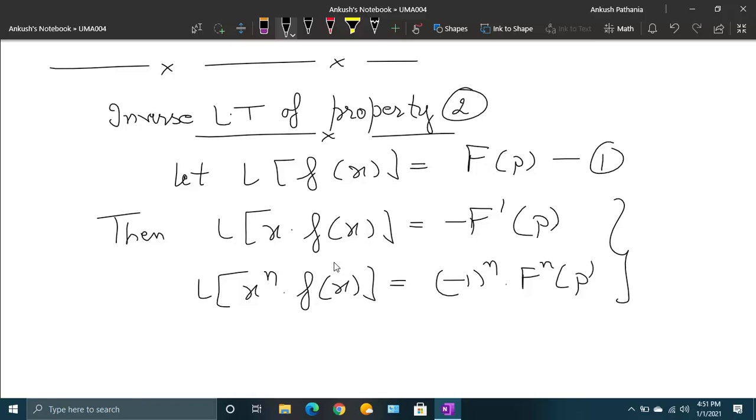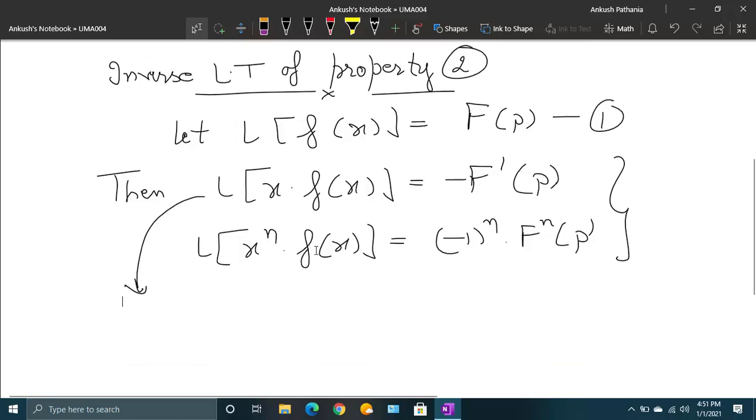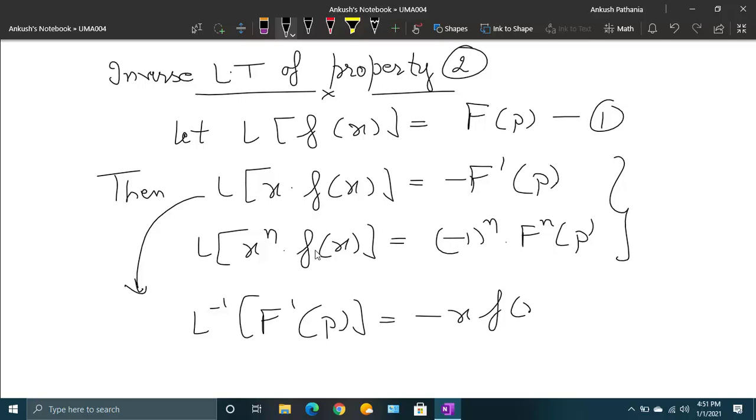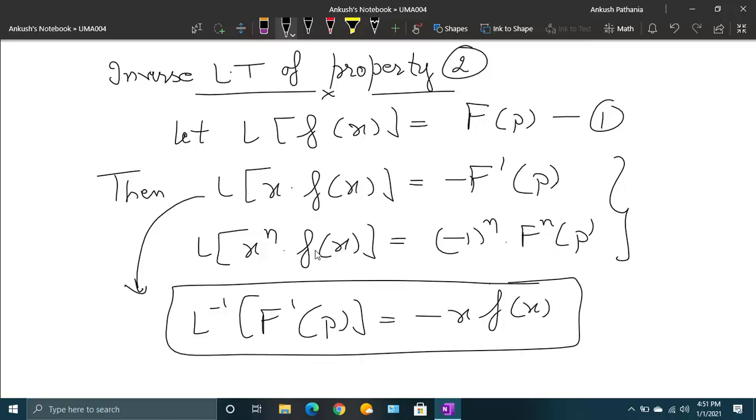Now regarding the inverse, we will be using only this, because for higher derivatives the inverse becomes a bit complicated. So we will be using only this property, that the Laplace inverse of F dash p is equal to minus x times f(x). From here we got this relation of Laplace inverse, and that is going to be used in our questions. So here is the inverse Laplace transform of property 2.